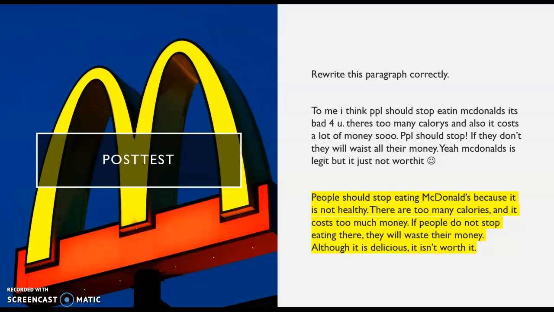What you see here in this revision is correct capitalization and punctuation. I checked my work to make sure that certain words were spelled correctly. There are no emojis, and I am speaking with a formal academic tone.